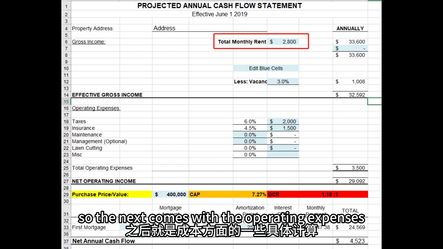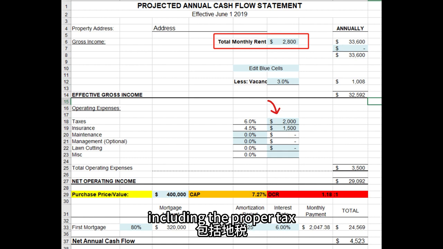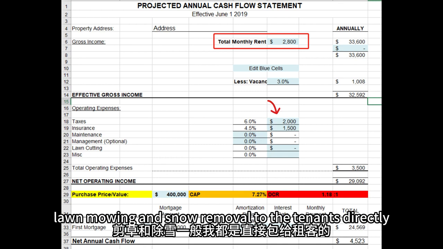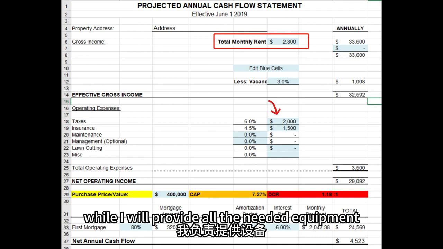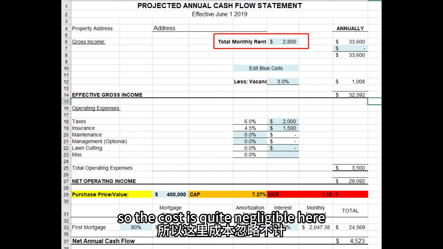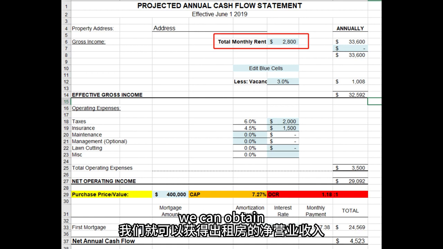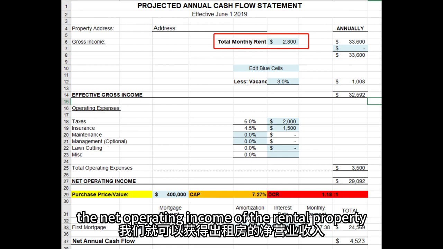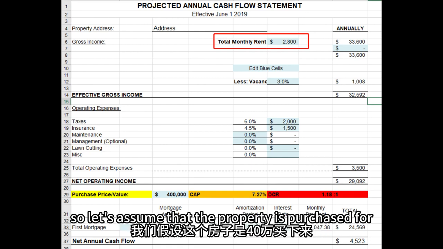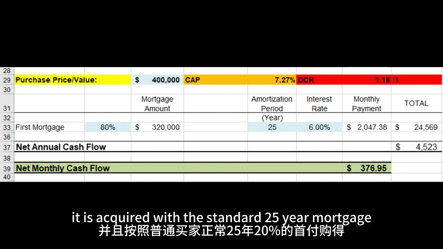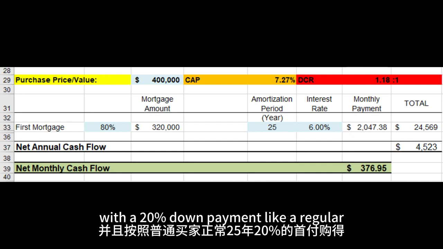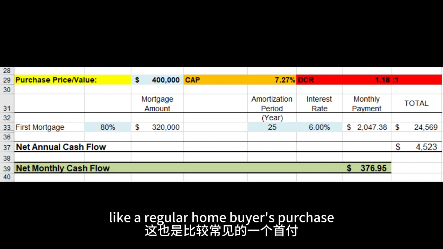Next come the operating expenses, including the property tax, home insurance, routine maintenance, etc. I usually outsource the lawn mowing and snow removal to the tenants directly, while I provide all the needed equipment. So the cost is quite negligible here, and I just put 0 there. After calculating all the expenses, we can obtain the net operating income of the rental property. So let's assume that the property is purchased for, say, $400,000, and it is acquired with a standard 25-year mortgage with 20% down payment, like a regular home buyer's purchase.